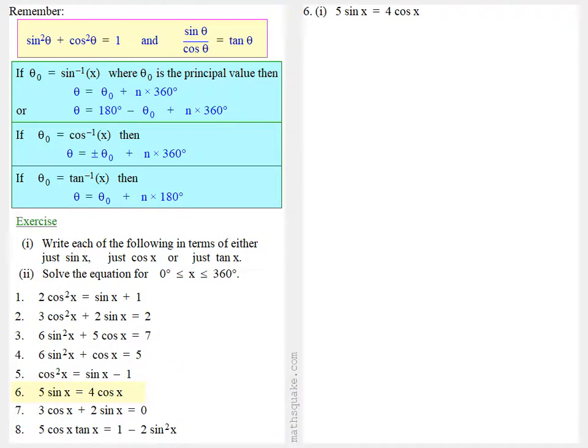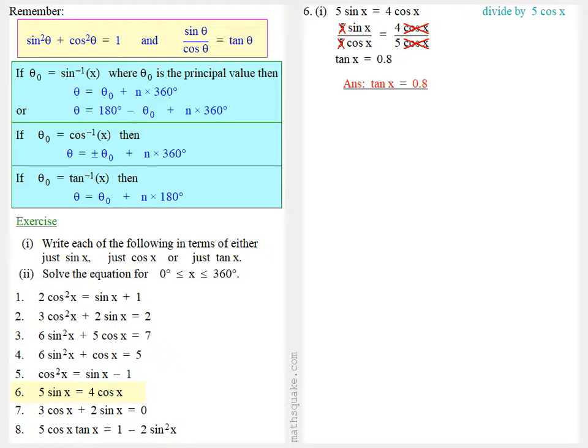Now in 6 part 1 we have 5 sin x equals 4 cos x, and we can divide both sides by 5 cos x. Now on the left hand side the 5's cancel, and on the right hand side the cosines cancel. And this leaves us with sin x over cos x is 4 over 5, but we can replace sin x over cos x with tan x. And so we have tan x is equal to 0.8. And that's the answer to the first part.